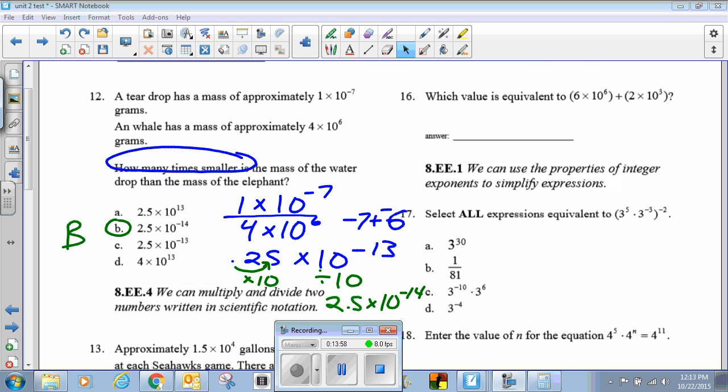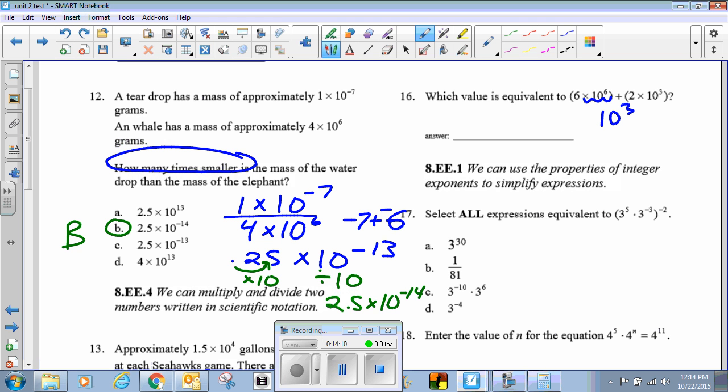Okay, 16 is similar. We are going to make the powers match. So if I make this smaller by 3 places, so if I make that 10 to the 3rd, I need to make this bigger by 3. So I go 1, 2, 3, that becomes 6,000. And then plus 2 times 10 to the 3rd. Now, that's the hard part. Now I just add: 6,002. Powers of 10 stay the same when I add or subtract.